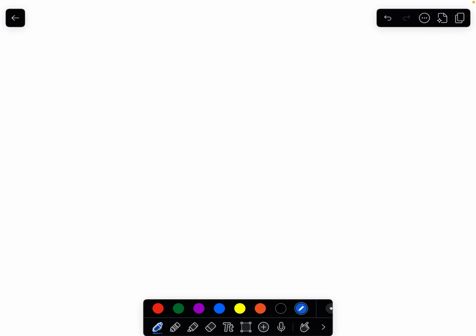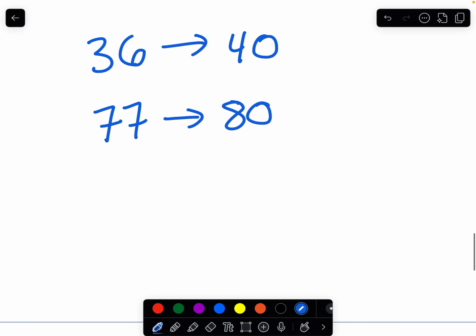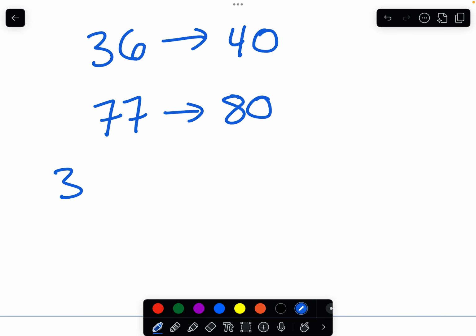Let's do a few practice questions. Okay, 36. Round this to the nearest 10. If you thought to yourself 40 is the answer, you are correct. What about 77? If you thought to yourself 80 is the right answer, you are correct. What about 320 rounded to the nearest 100? If you thought to yourself 300, you are correct.